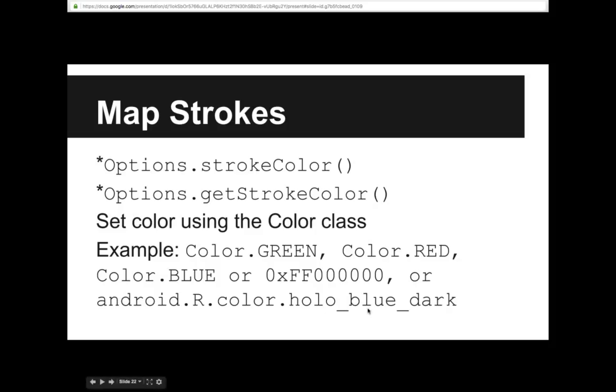And the Holo Blue Dark is a theme color for the Android operating system. I forget which version it is. I want to say it's, I don't know, let's just say 4.0, 4.1. The operating system itself has a theme, which I think is dark blue, black, that sort of thing. So you can get those exact colors this way. So you can define all sorts of different ones.